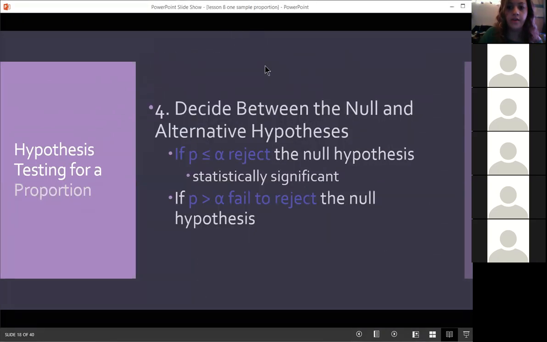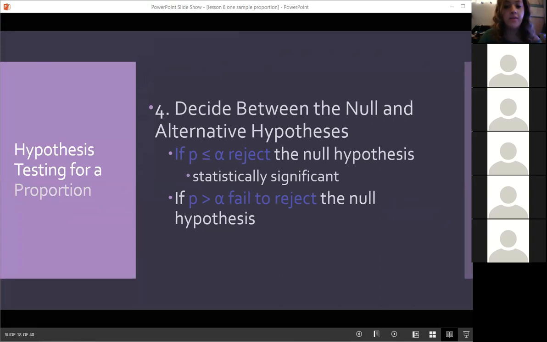All right, so the fourth one, we want to decide between our null and alternative hypothesis based upon that p-value. That's why we have to do these sequentially, because when we get that p-value, we have to decide what we are going to do. Remember, if our p-value is less than alpha, we often use 0.05, sometimes 0.01, then we're going to reject that null hypothesis, saying it's statistically significant, we found that there's some sort of change going on. So we are in favor of the alternative hypothesis if we reject the null.